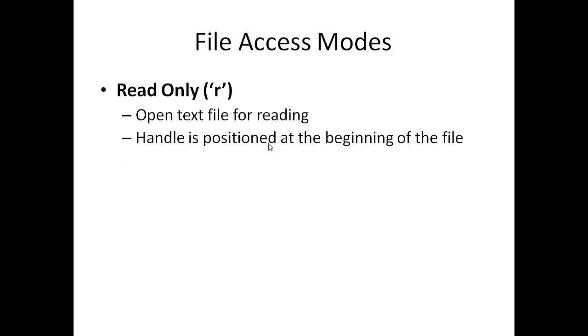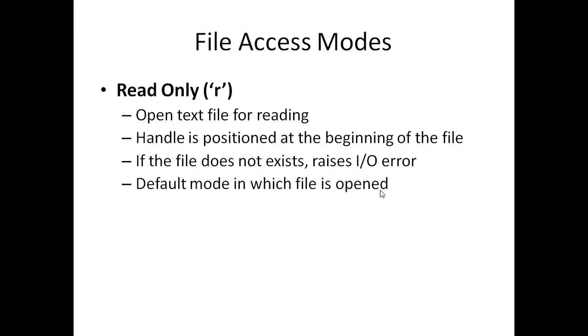In read mode, the handle is positioned at the beginning of the file. If the file does not exist, then an IO error will be raised. The default mode in which a file is opened is this r mode. If we are not specifying any access mode and we open the file, then by default it will be in the read-only mode.